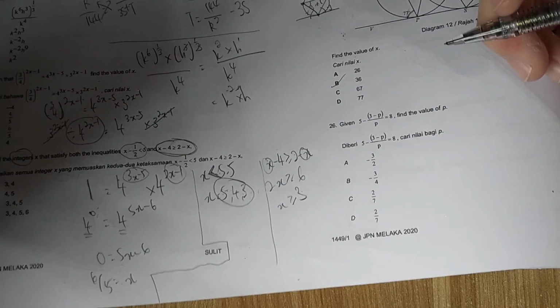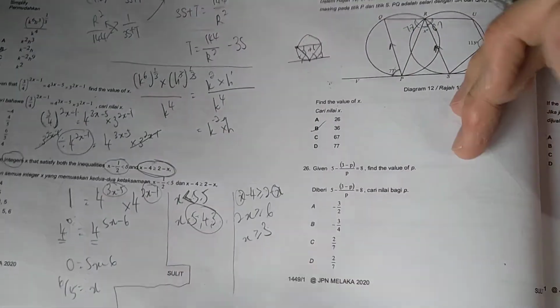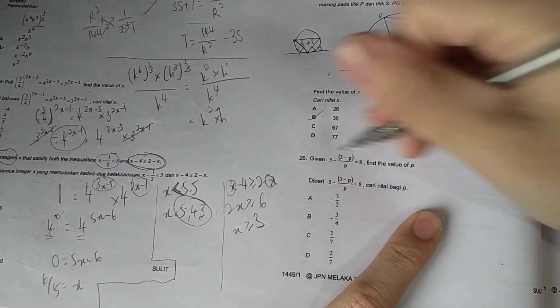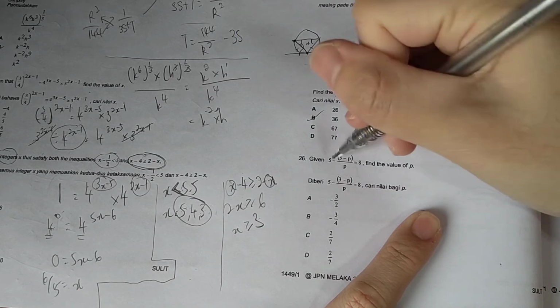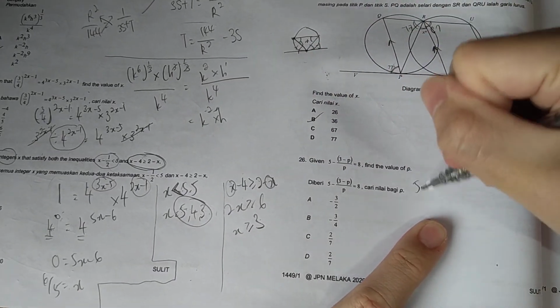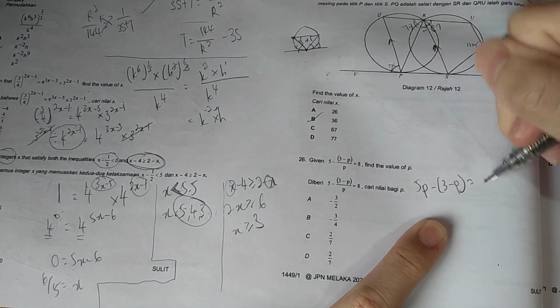Next, given (5 minus 3 minus p) over p equals 8. This one is so easy, right? The only way you can get this wrong is a careless mistake. Maybe you didn't use brackets, okay? So actually it's so easy. Just make the denominators the same first. How? Everything times p. So 5 times p is 5p, and then minus, the bracket must be written, and then 8 times p is 8p, like this.